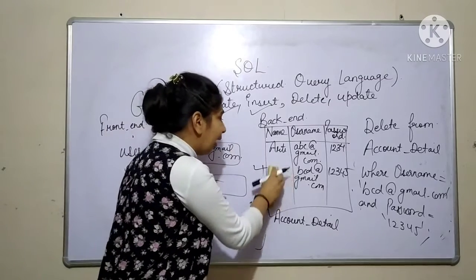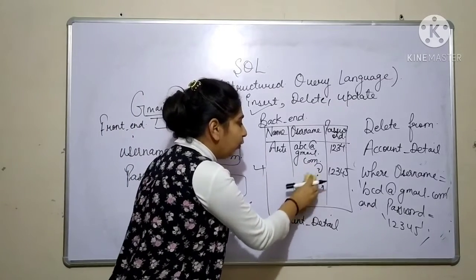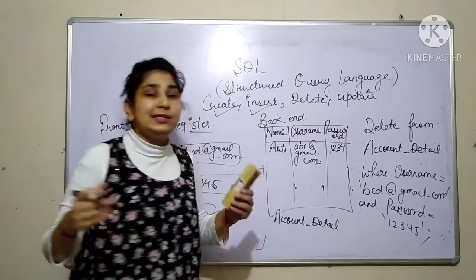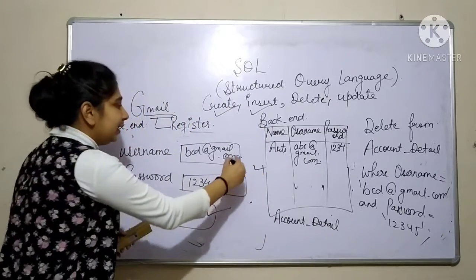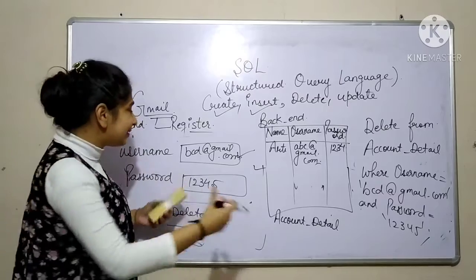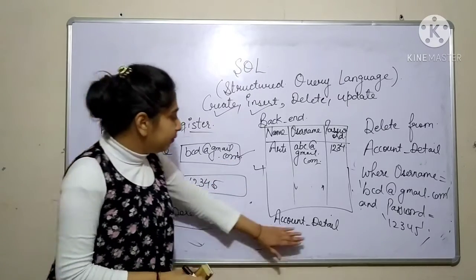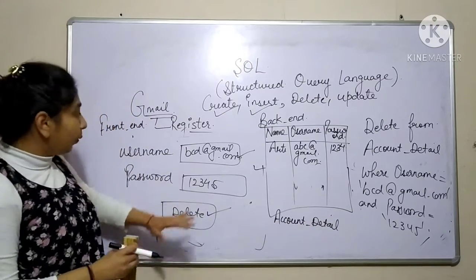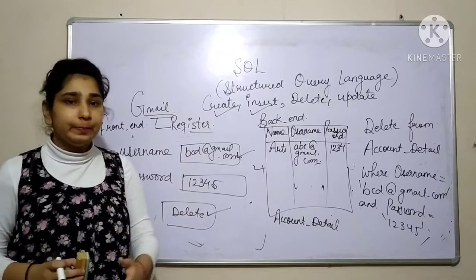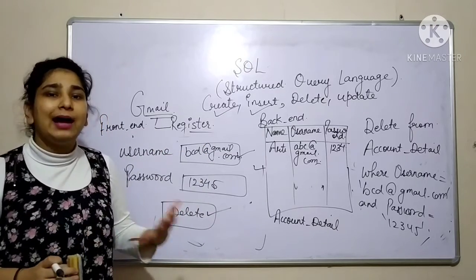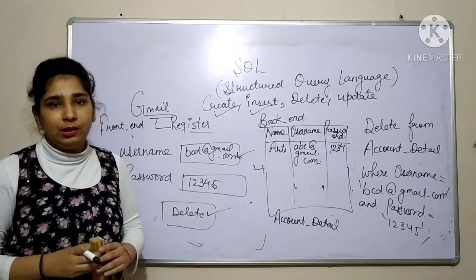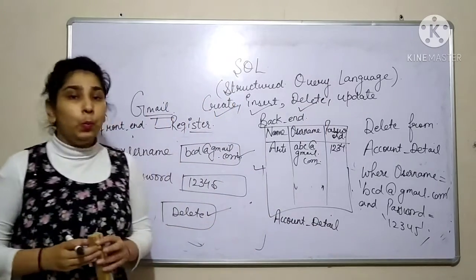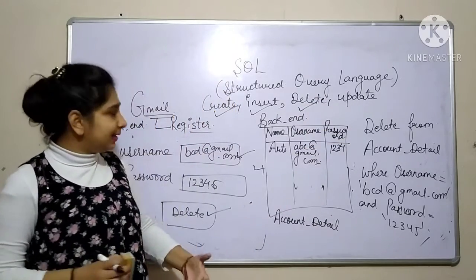When this SQL query runs, when we click on this delete button, this account detail is going to be removed from your database. Now there is no account existing for this username. Its account detail has been removed from the database. So this is how we are going to delete our account from Gmail. Okay, so next is how we are going to update the data.